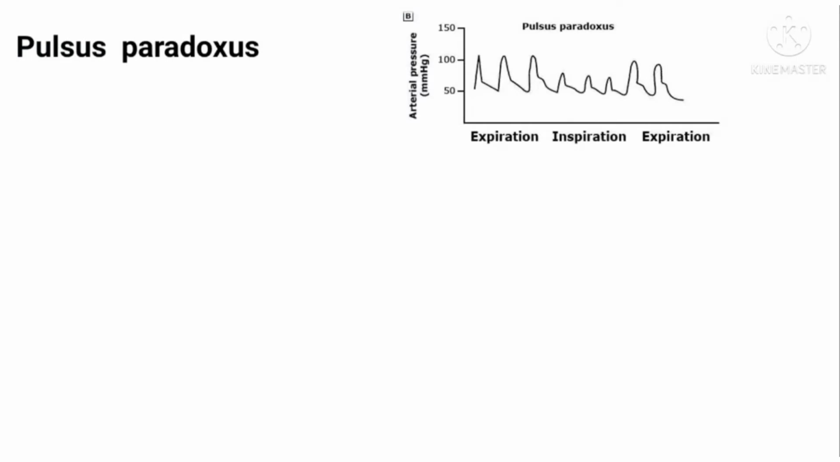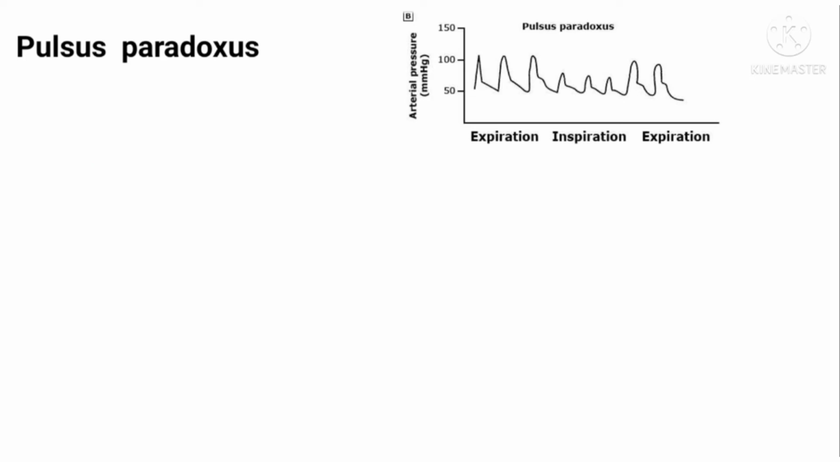If you check the pulse of this patient, we will get pulsus paradoxus. Normally, at the time of inspiration, there will be a decrease in pulse pressure. This decrease is roughly about 8 to 10 mmHg. But in a condition like constrictive pericarditis, this decrease will be more than 20 mmHg. This is called pulsus paradoxus.